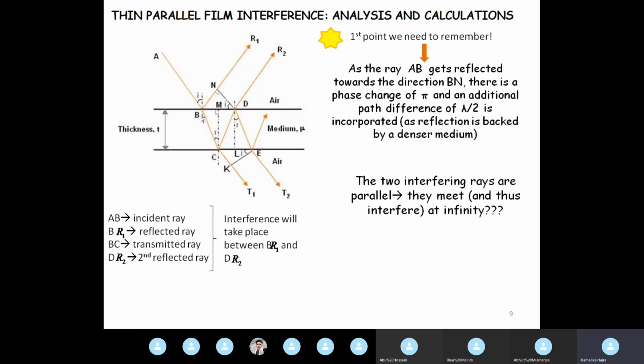But here we can clearly see that the rays that we claim will be interfering are actually parallel. And where do parallel rays meet? Parallel rays meet at infinity. So obviously, in order to interfere, they have to superpose on each other. And if they are meeting at infinity, they are superposing at infinity. So are they interfering at infinity?